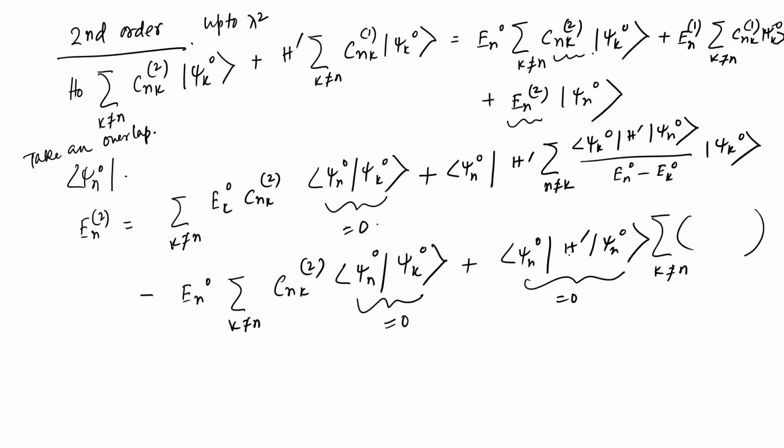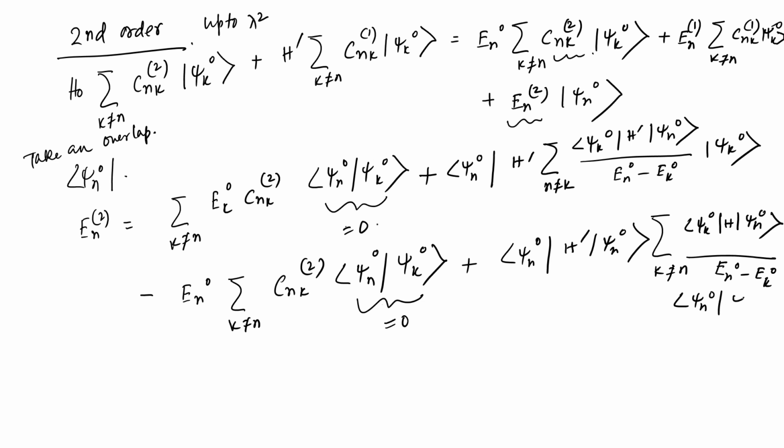So, psi n is not an eigen state of... I mean, not this one. This one is okay, but then you have a term which is psi k 0 h prime psi n 0, and then you have E n 0 minus E k 0, and then you have a psi n 0 and a psi k 0, which is equal to 0 again. Okay. So, you are left with very few terms for the second order correction in energy.